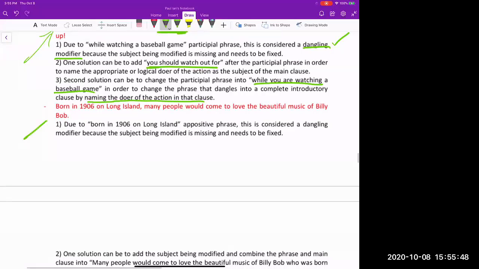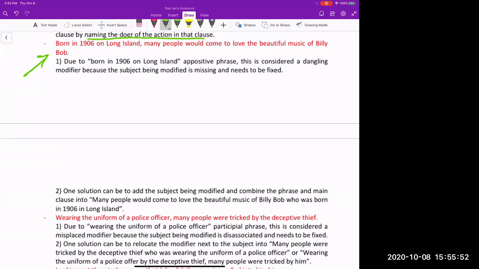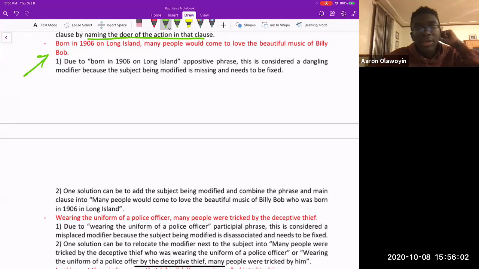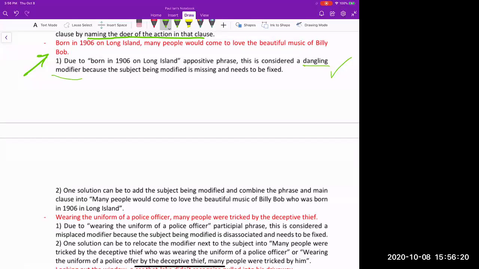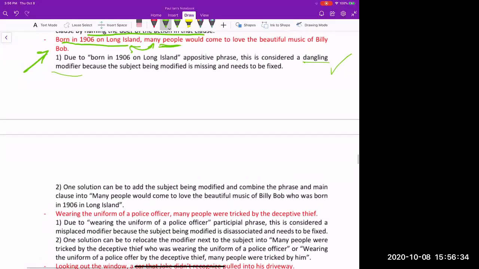So what about this one right here? Is this another dangling modifier? Because born in 1906, but it didn't say who was born in 1906. Yeah, exactly. A lot of times you do have to use the context for these dangling ones. The very first thing I would think is, let me look for the noun it's modifying. But it's not there. Your first check is, is it modifying? It seems like it doesn't modify anything. So what do you do to change that? You add a subject. There are many ways. I put this: many people will come to love the beautiful music of Billy Bob, who was born in 1906 in Long Island.